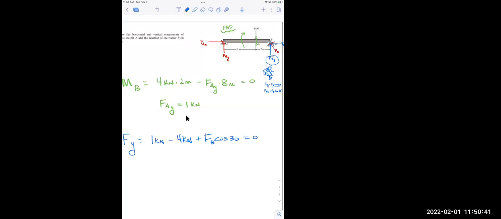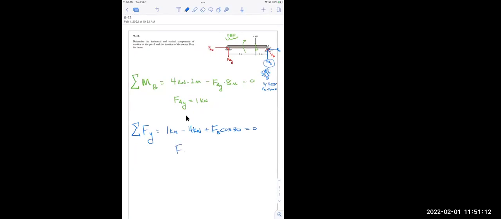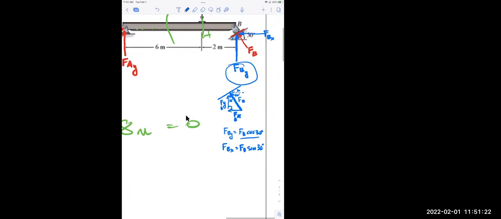So I can calculate force of B, which is the angled force of B that I'm getting. That's kind of cool. So if I subtracted 1 kilonewton to the other side, added 4 to the other side, I'd have -3 over there. And if I divided that by the cosine of 30, I got -3 point something. Remember, that actually is force of B.